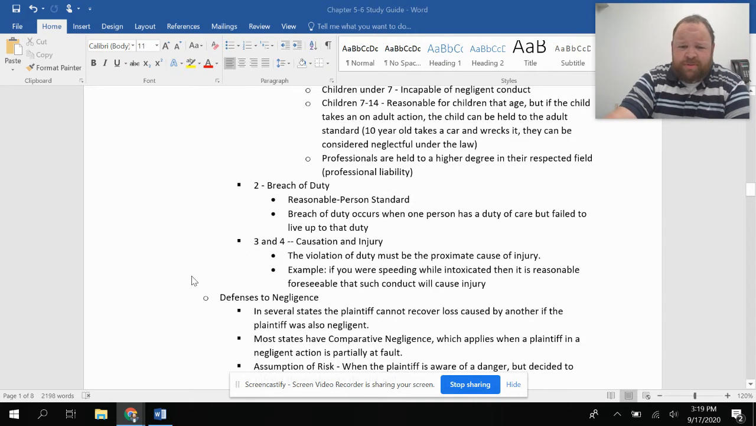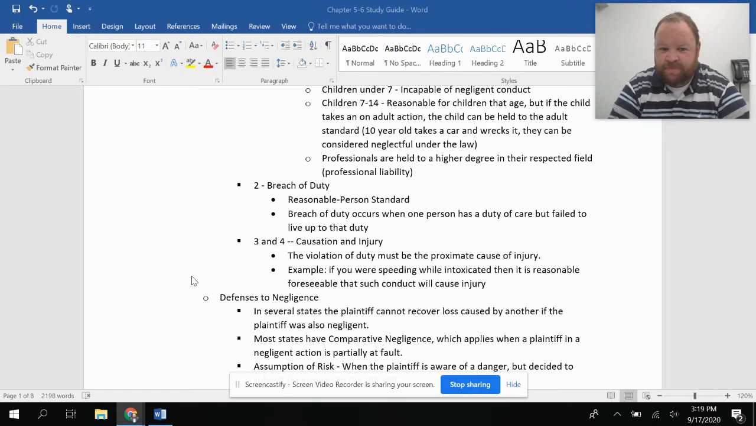Number 2 is breach of duty. So again, reasonable person standard. Breach of duty would occur when one person has a duty of care but failed to live up to it. For breach of duty, you would look at the analogy of the sober driver, right? You're driving at night, the lights are on, you're awake, everything's good, you're going the speed limit. You're not going to be charged with negligence because you're doing the right thing.